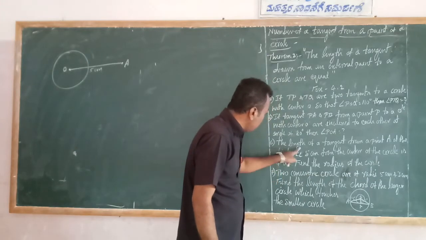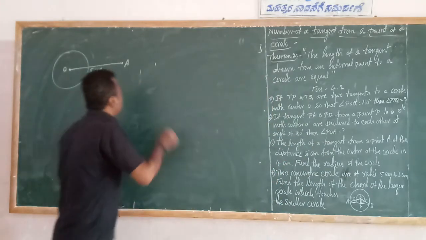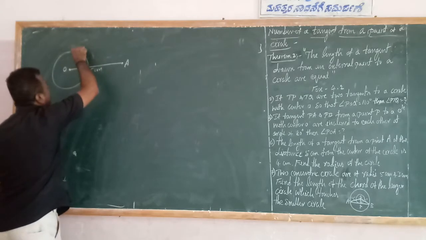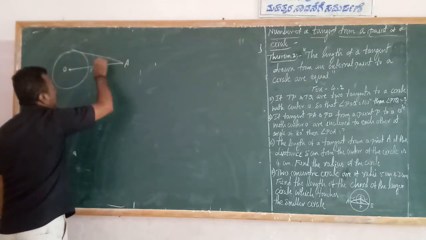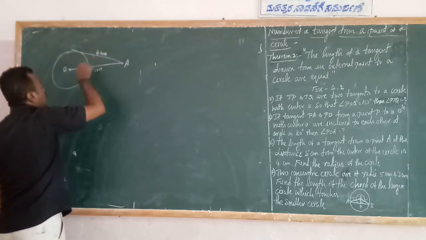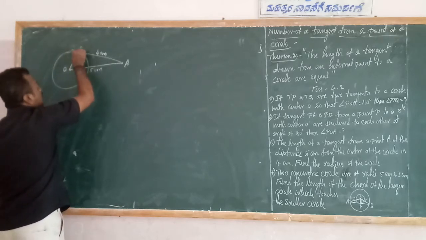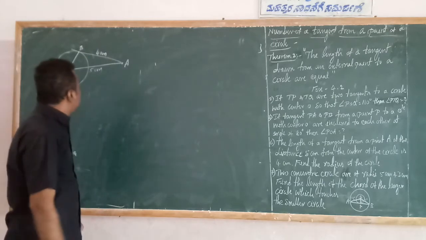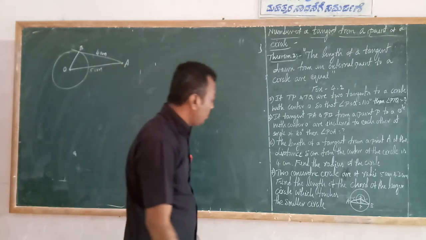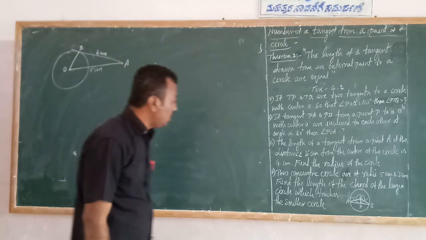This is 4 centimeter, the length of the tangent. I will draw here. This is the length of the tangent. How much centimeter is there? This is 4 centimeter. Now I will take this point as B, so AB is the length of the tangent. We have to find the radius of the circle.